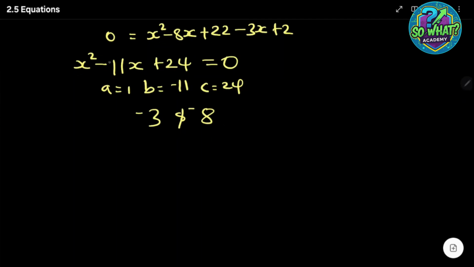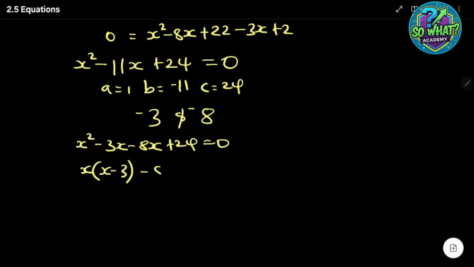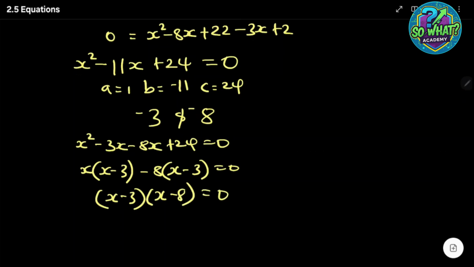And then we replace this with negative 3 and negative 8, so that it is x squared minus 3x minus 8x plus 24 is equal to 0. Factorize out x. We remain with x minus 3. Factorize out 8. X minus 3. So that you remain with x minus 8 is equal to 0.